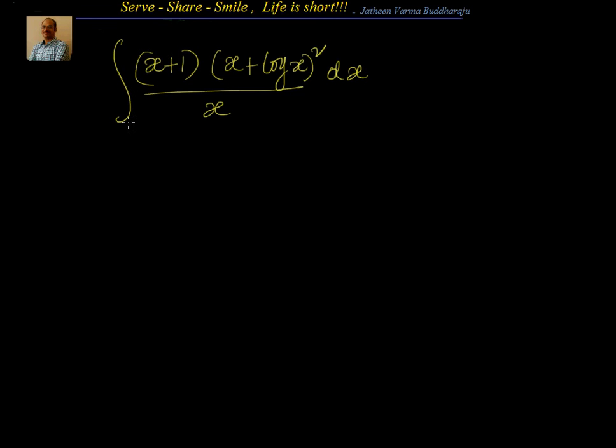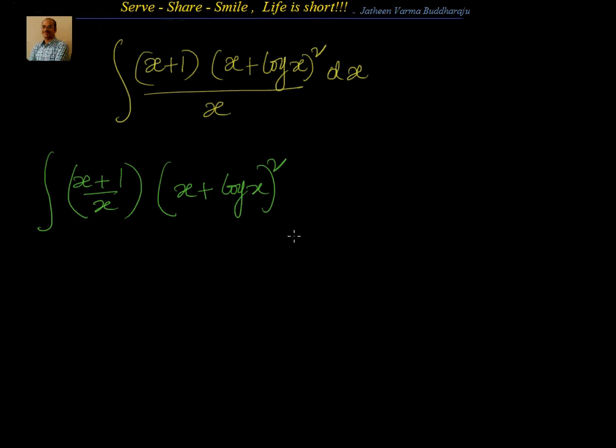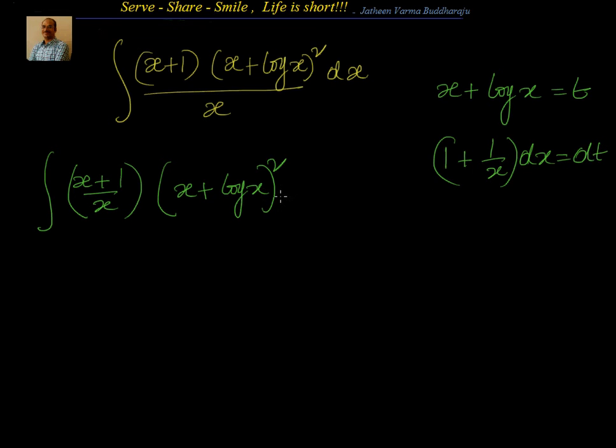We have to find this integral of this interesting problem. Integral of x plus 1 into x plus log x whole square by x. First, I will try to separate this x and say x plus 1 by x into x plus log x whole square. Now obviously, whenever I see something with square root or to the power, immediately we will take it as t. So I'll write it as x plus log x equal to t, which, if you differentiate, you get 1 plus 1 by x dx is equal to dt.